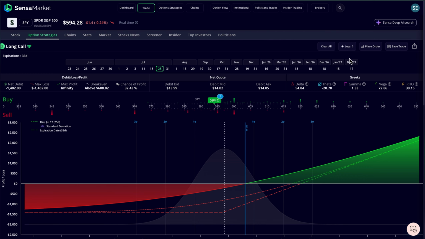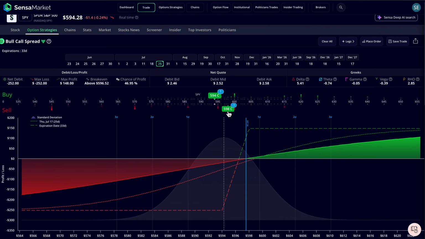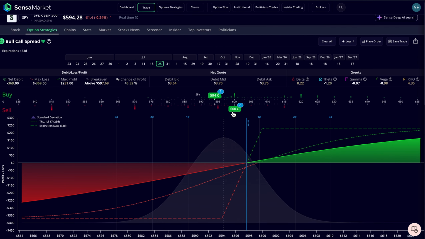Well, let's say I believe the market might not go much higher than the 594 call between now and July 25th. In that case, I might consider selling a 600 call to reduce the cost and risk. To do that, I simply click to add an option, select sell call, and then drag it to my chosen strike, in this case, 600. As soon as I do that, you'll notice how it dramatically reduces my risk.